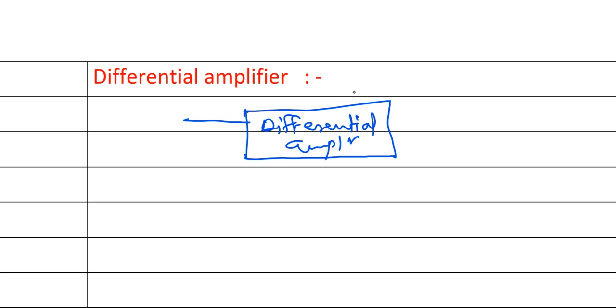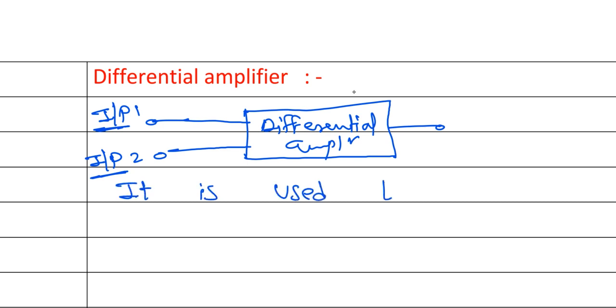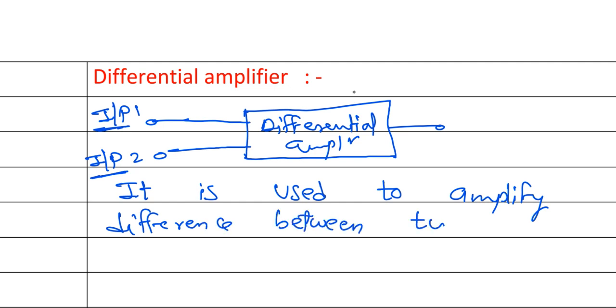It will amplify the difference between two input voltages. This is input 1, input 2. It is used to amplify the difference between two input voltages. So, the definition of differential amplifier is, it is used to amplify the difference between two input voltages.